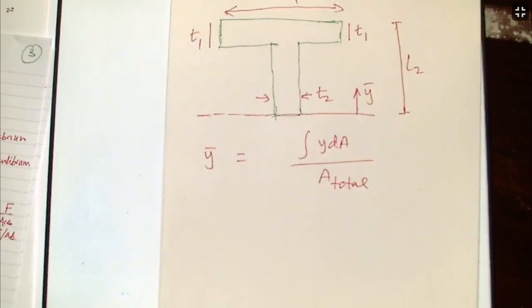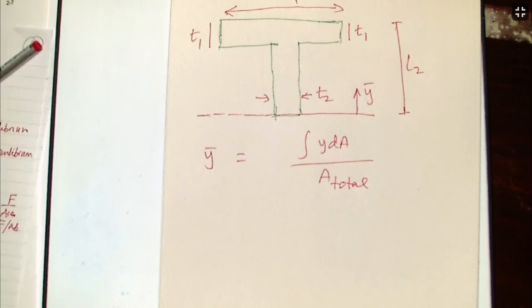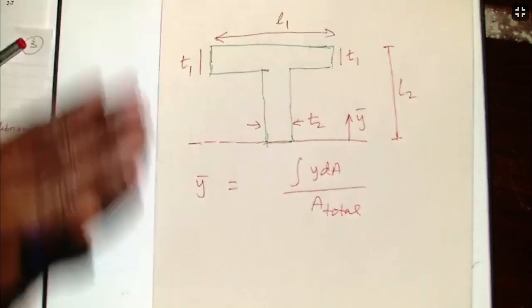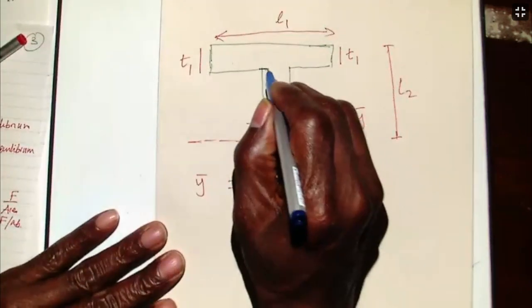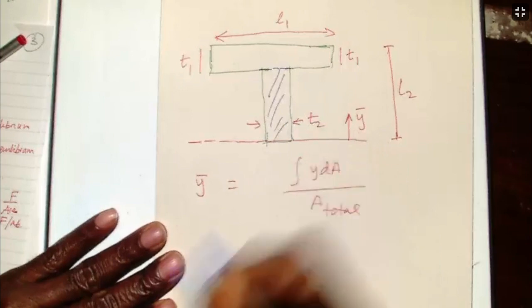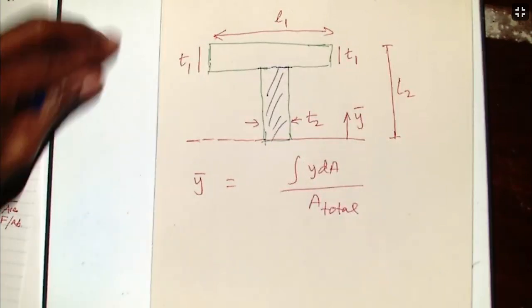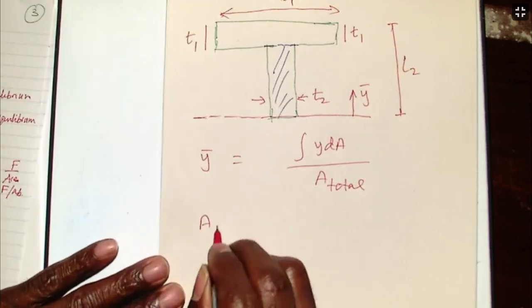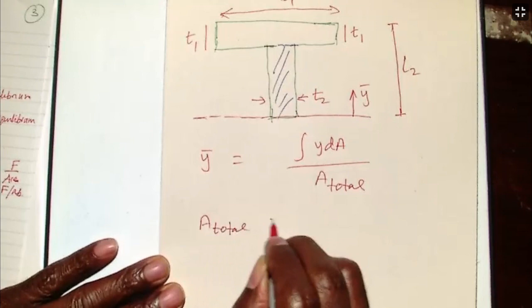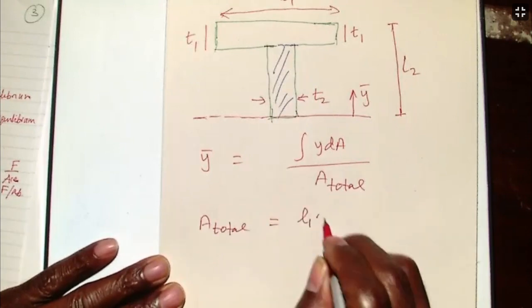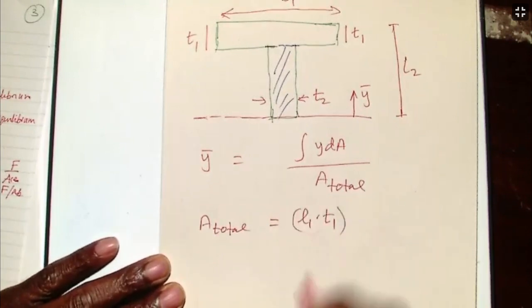My total area is the total area of that cross-section. In order to do that, the best thing is to divide it into different rectangular cross-sections. So I'm going to cut this like that, and I'm going to call this 1, and do the second one at the top. The total area we can now easily find, because A total is L1 multiplied by T1. That is the area of the top.